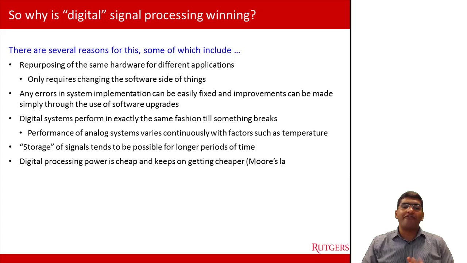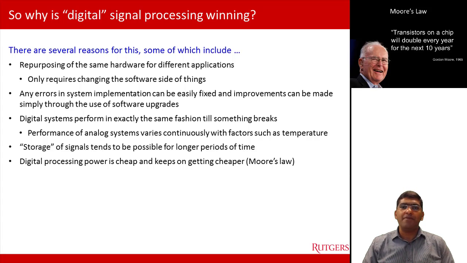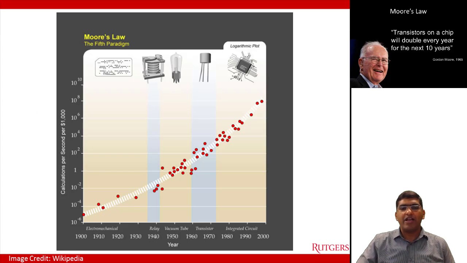And perhaps one of the most important factors is that digital processing power is cheap and it keeps on getting cheaper because of Moore's law. And here is a pictorial representation of that. As you can see on this figure, in the 1960s and 70s, $1,000 would only buy you 100 calculations per second. And today, or in 2000, $1,000 now buys you 100 million calculations per second. It's a logarithmic plot. The power of computation is increasing exponentially.